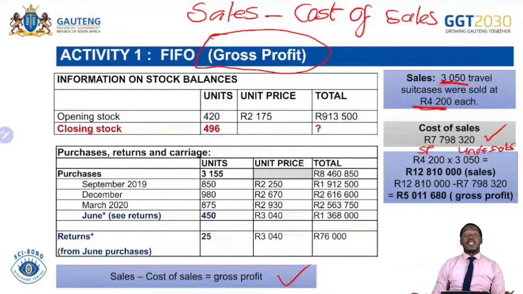To get my gross profit now, grade 12s, should be simple. It's 12,810,000 minus my 7,798,320. And then I will get my gross profit to be 5,011,680. That will be my gross profit.